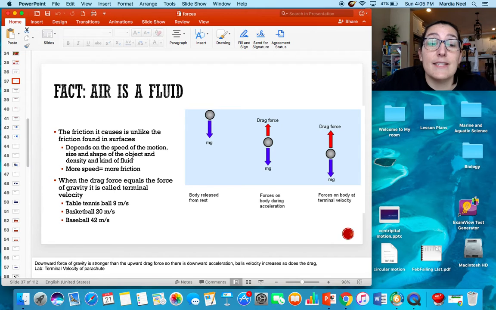They're using the fact that as they change their size and shape, they can change the amount of drag on them. So when the drag force is equal to the force of gravity, we're going to call that our terminal velocity. So the body is released from rest.